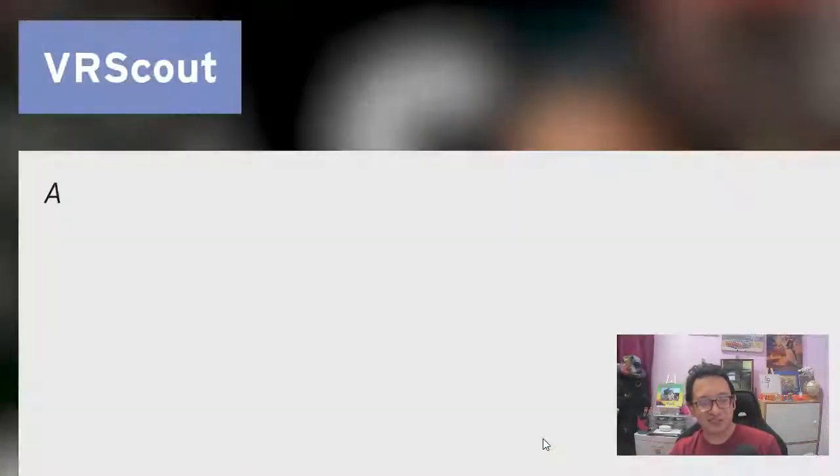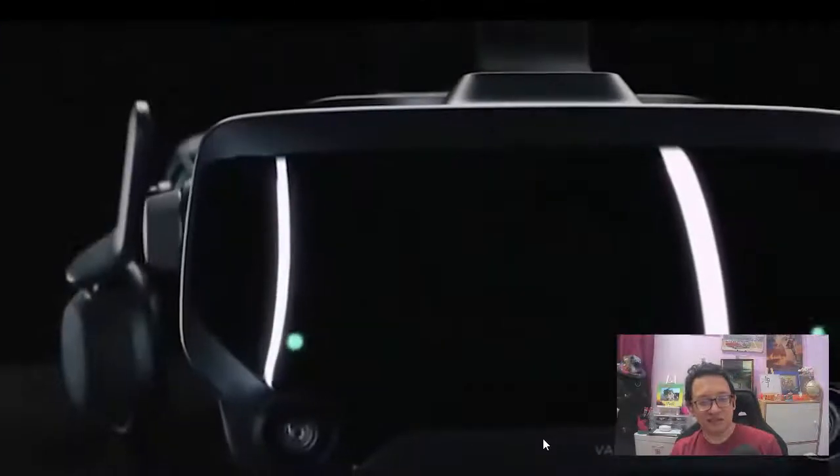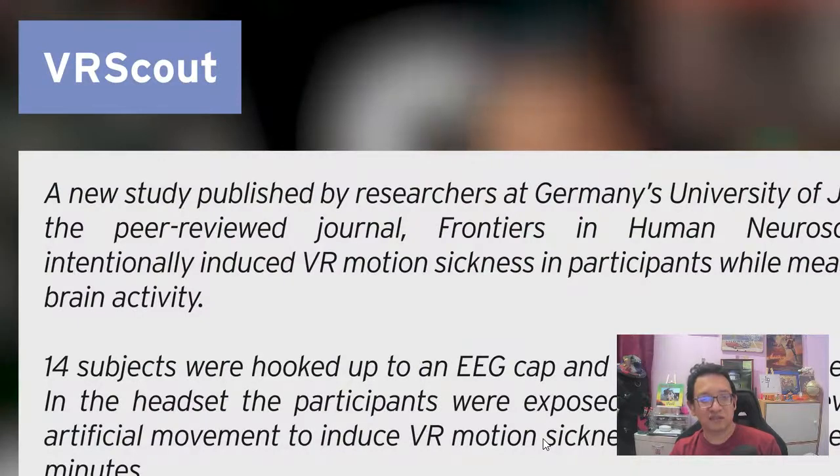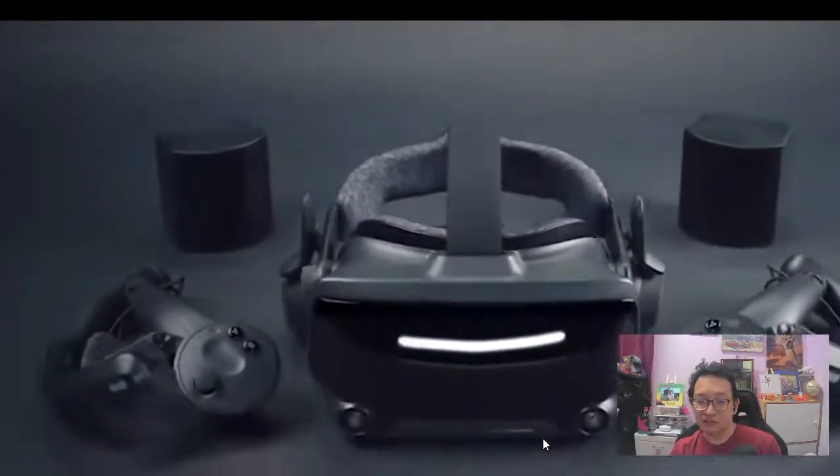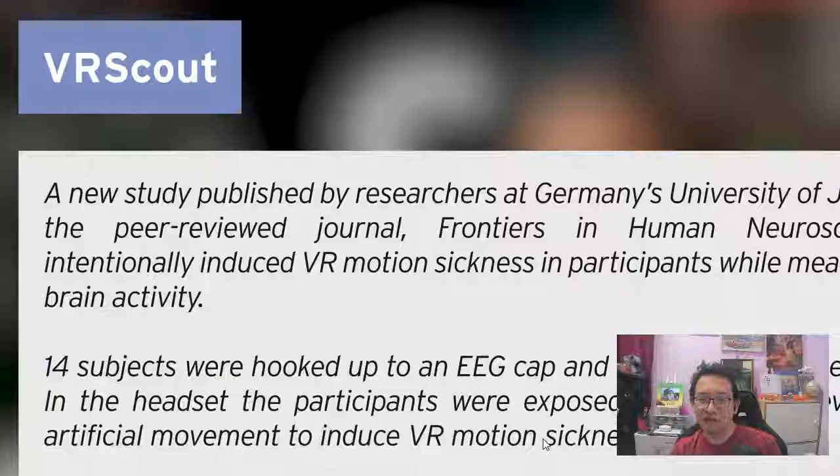A new study published by researchers at Germany's University of Jena in the peer-reviewed journal Frontiers in Human Neuroscience intentionally induced VR motion sickness in participants while measuring brain activity. 14 subjects were hooked up with an EEG cap and donned a PSVR headset. In the headset, the participants were exposed to increasing levels of artificial movement to induce VR motion sickness over the course of 45 minutes. That sounds like torture. That actually sounds like torture. This is like futuristic torture. You're locked in virtual reality and forced to induce motion sickness.